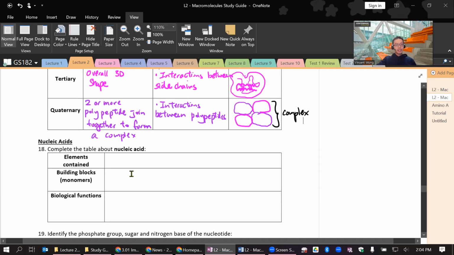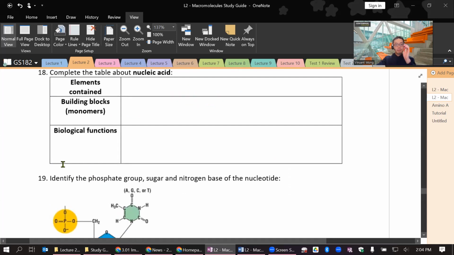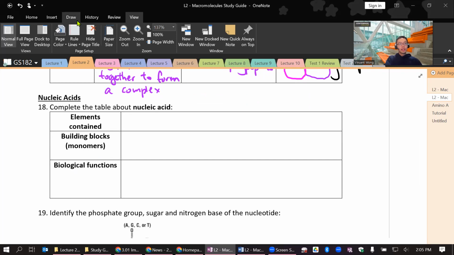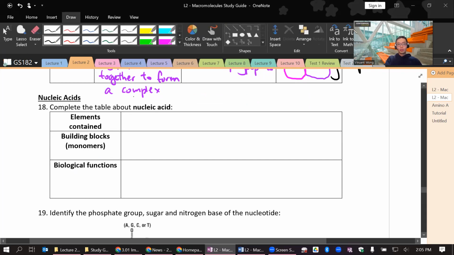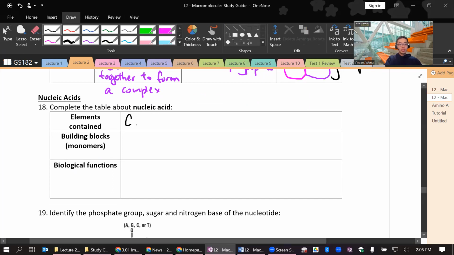Okay, nucleic acid. That is the last one that we're going to go through. The elements involved in nucleic acid are basically key elements found in a living organism. So we have some C, H, O, as well as phosphorus. The building block of nucleic acid is going to be a nucleotide.